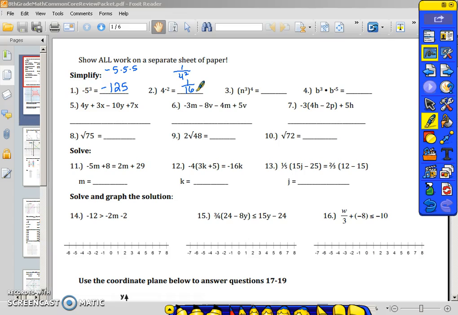When you raise a power to a power, you have to multiply your exponents. 3 times 4 is 12. So that's n to the 12th power.